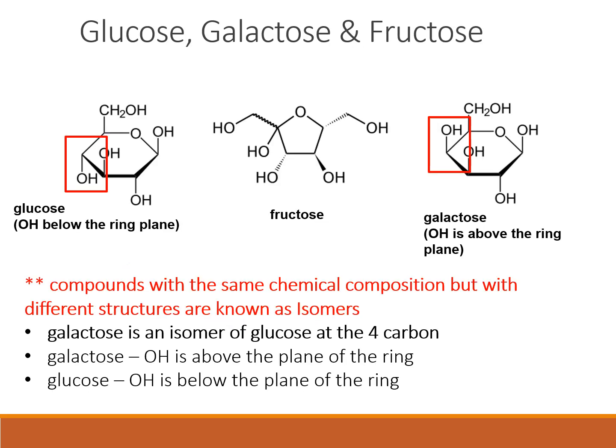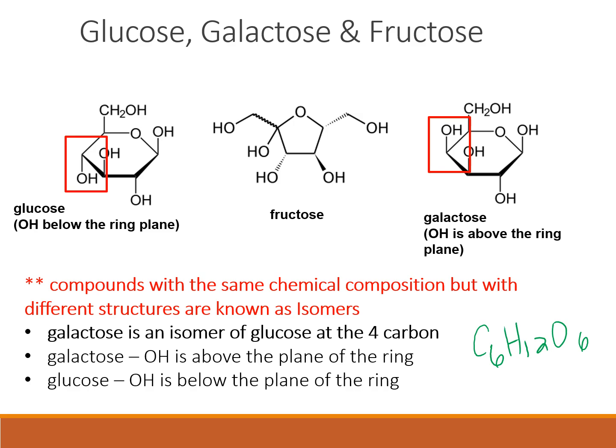Numerous organisms will have within their cells these monosaccharides: glucose, galactose, and fructose. Each one of them has the same molecular composition, C6H12O6. Each one has the same molecular formula. Compounds with the same chemical composition, with the same molecular formula, but different structures, are known as isomers.